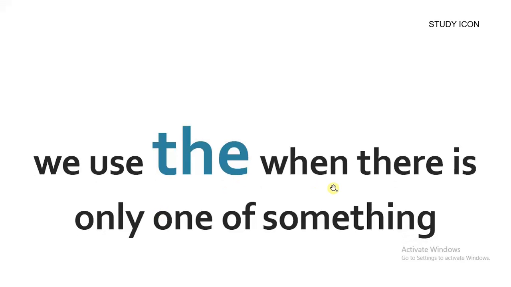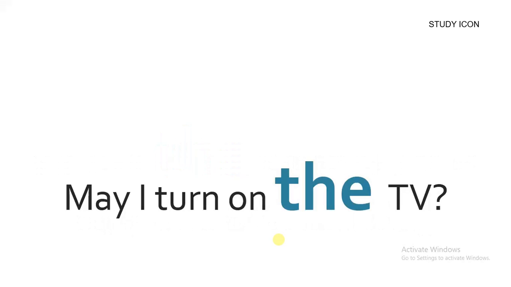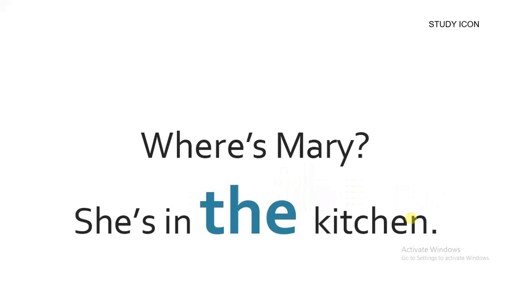We use the when there is only one of something, like the moon, the sun, or the Eiffel Tower. May I turn on the TV? So here we are using the because we know we are talking about the TV which is in my room. This is my TV. Where's Mary? She is in the kitchen. Before kitchen, we are using the because we know where the kitchen is.